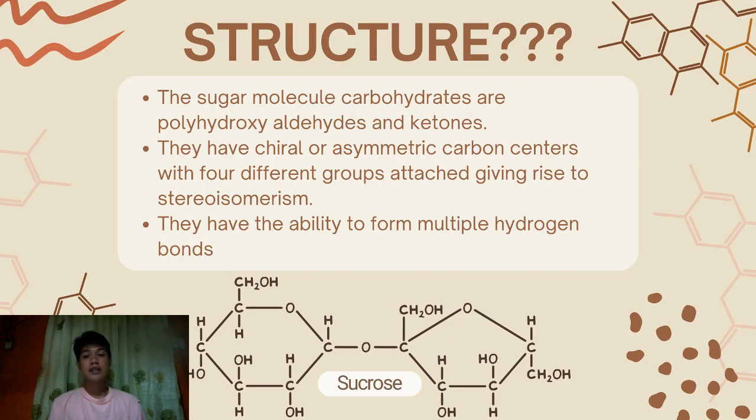Carbohydrates have chiral or asymmetric carbon centers with four different groups attached, giving rise to stereoisomerism. Stereoisomers are optical isomers that tend to form molecules that are mirror images of each other. Also, carbohydrates can form multiple hydrogen bonds due to the presence of different functional groups in their structure.